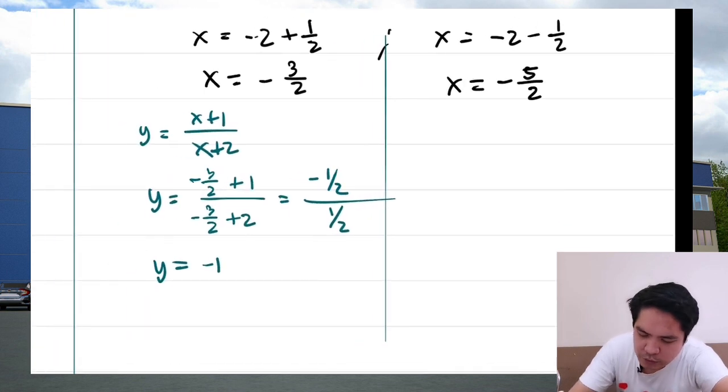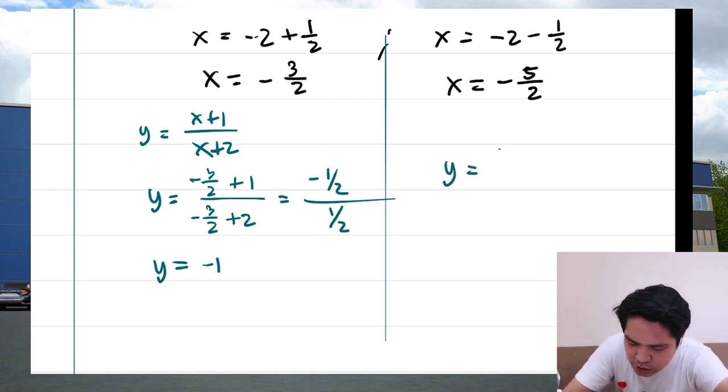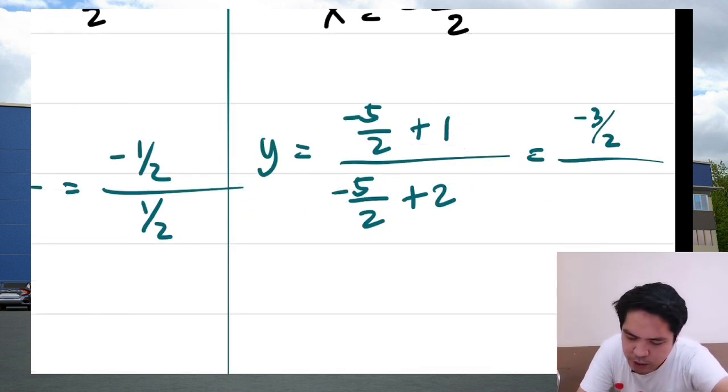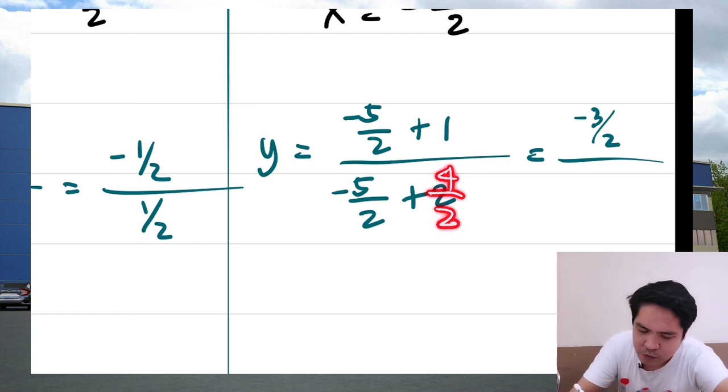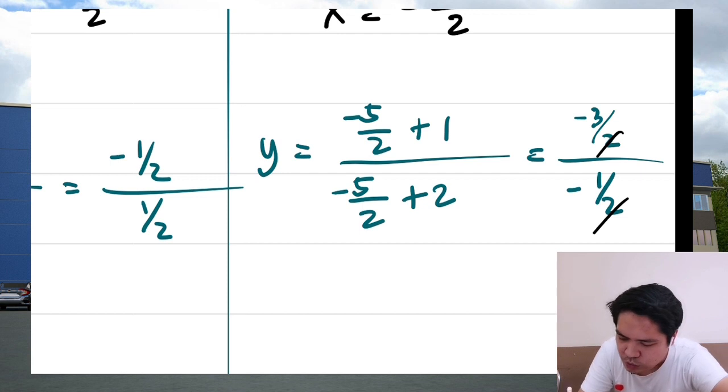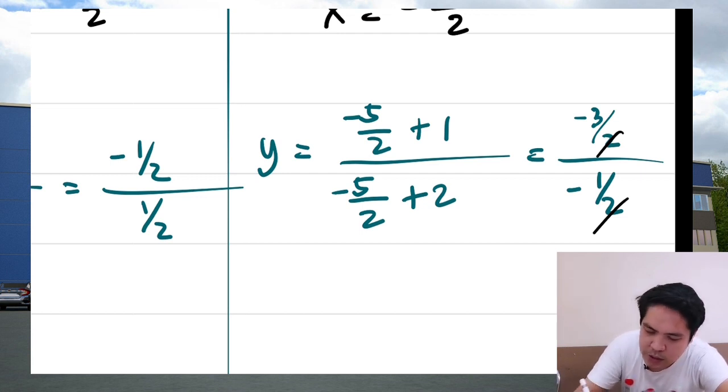Okay, how about for the other value of x? We'll have y equal to negative 5 halves plus 1 over negative 5 halves plus 2. We have 2 over 2, so negative 3 halves. And how about here? That would be 4 over 2. So you have negative 1 half. That's negative 1 half over negative 1 half, we could cancel out the 2. So we have positive 3. So y is equal to positive 3.